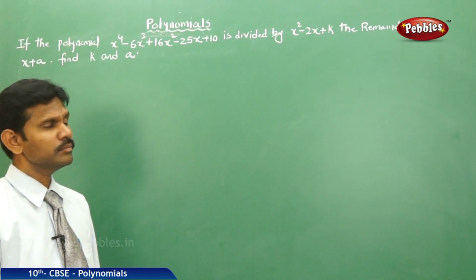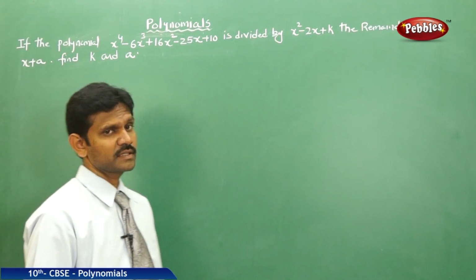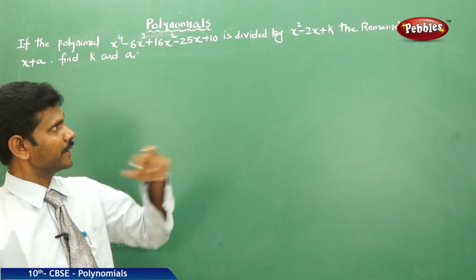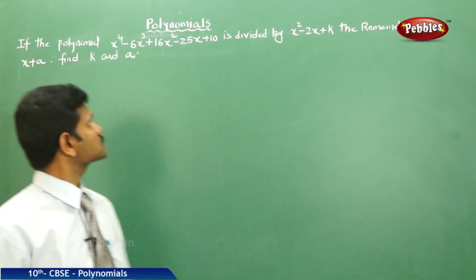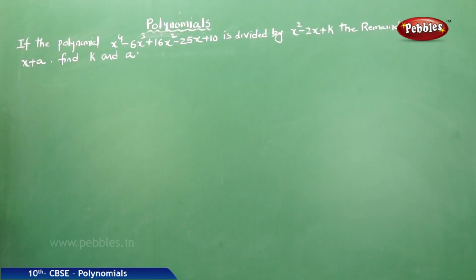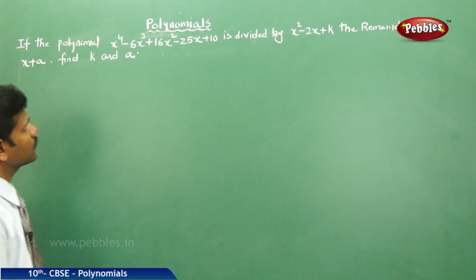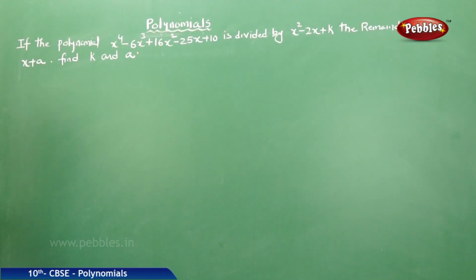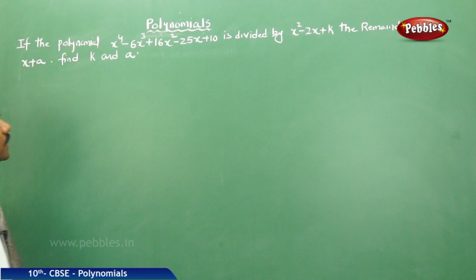Now see your next problem. If the polynomial x^4 - 6x^3 + 16x^2 - 25x + 10 is divided by x^2 - 2x + k, the remainder is x + a. Find k and a. Here you have to find the value of a and the value of k. Okay, now let us see.